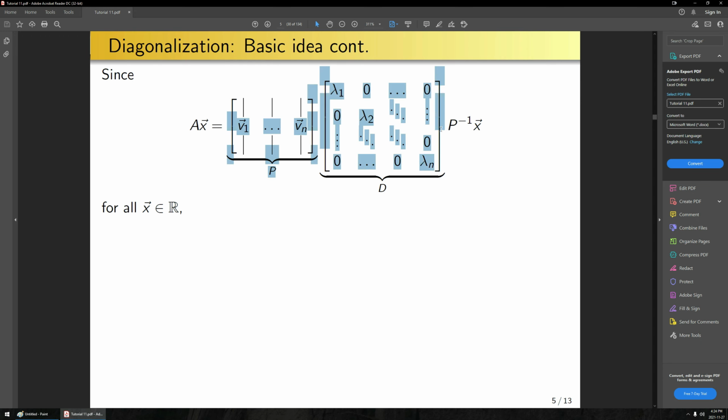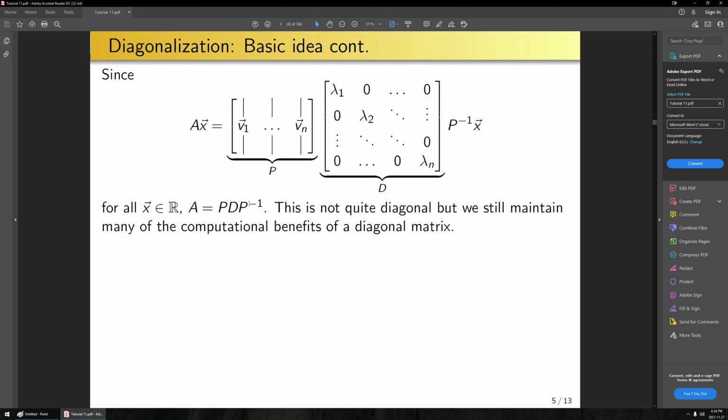So this big matrix. Well, if matrix x is equal to matrix x for every x in the real numbers, that means that the two matrices are equal. So here I get A is equal to P D P inverse. Okay, so this thing is not diagonal, but it's almost diagonal, right? I have this P and this P inverse to deal with. So I still maintain a lot of those computational benefits of getting a diagonal matrix, but I just have to multiply by P and this P inverse first.